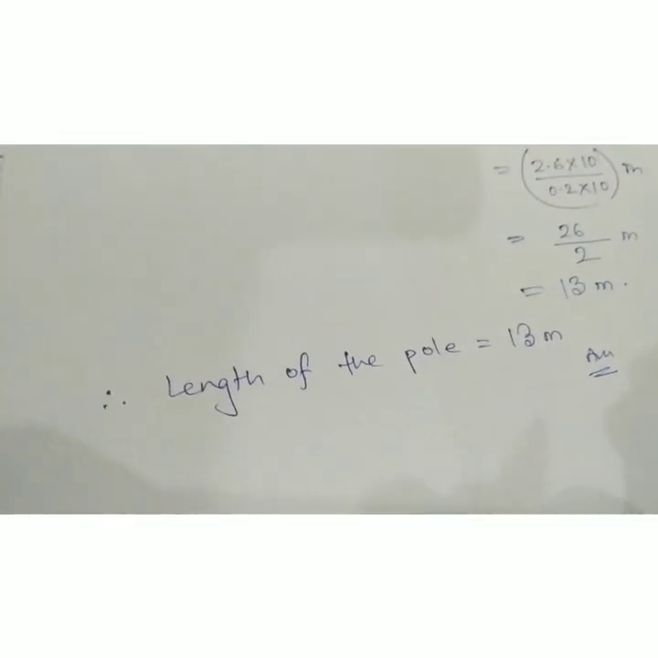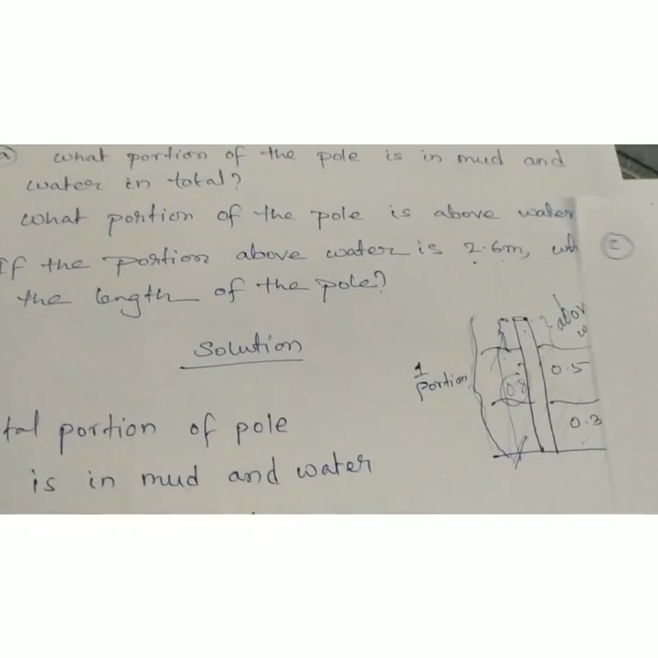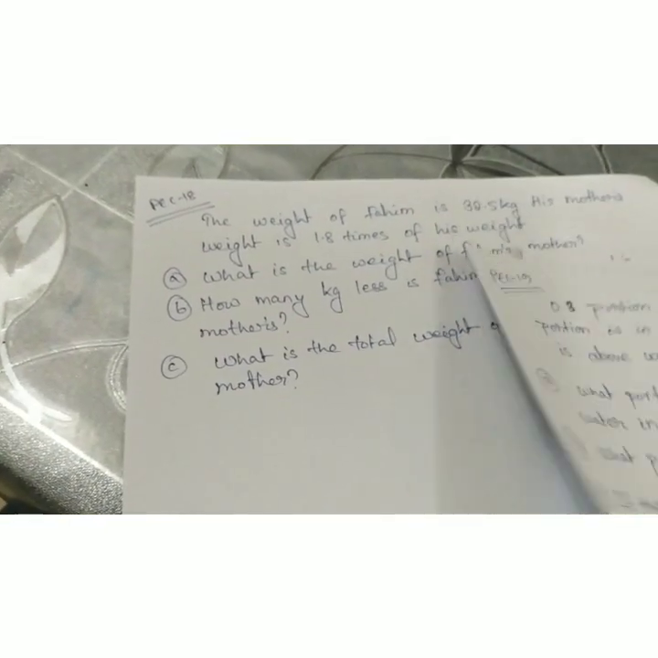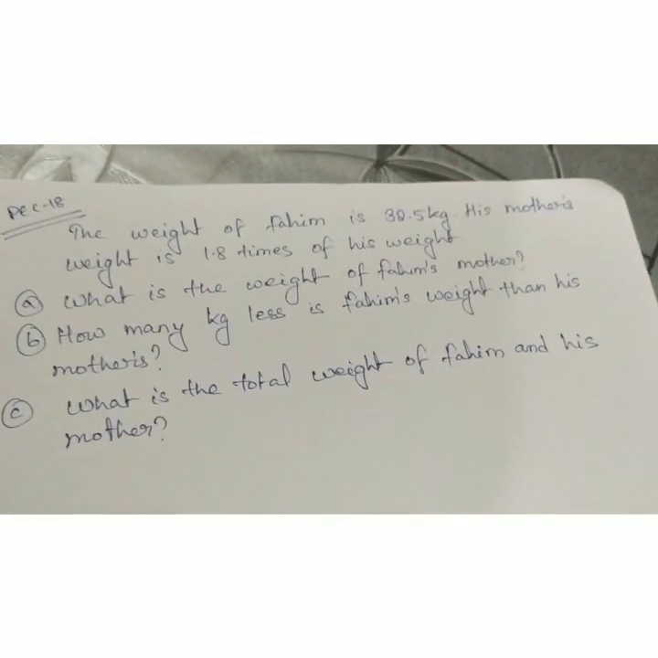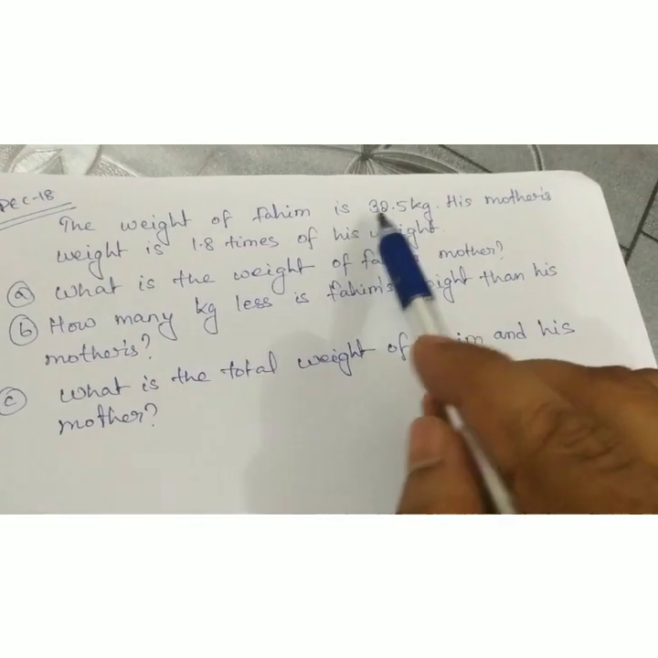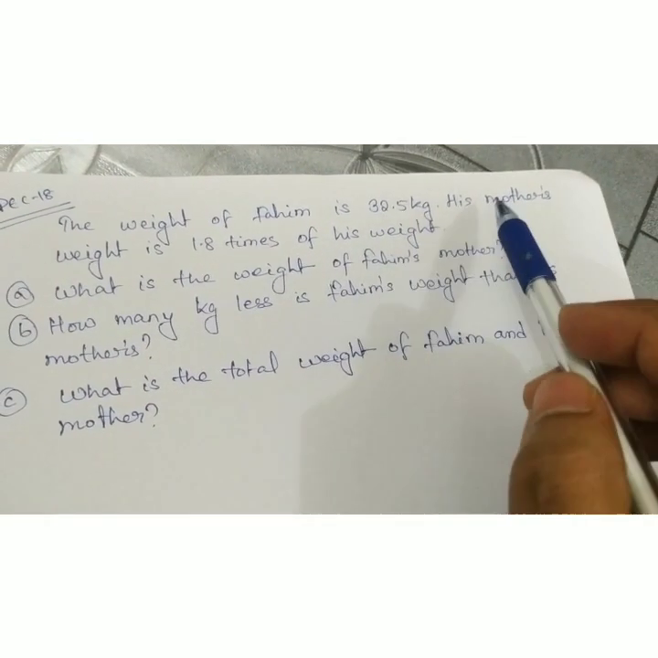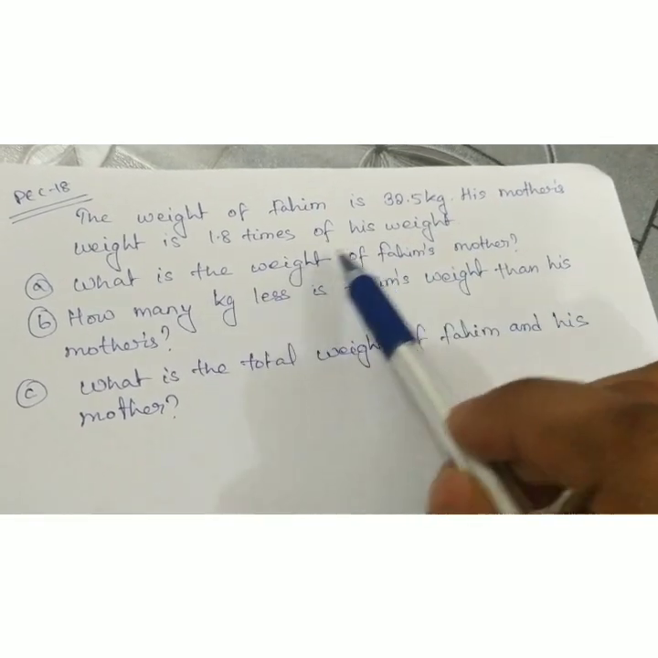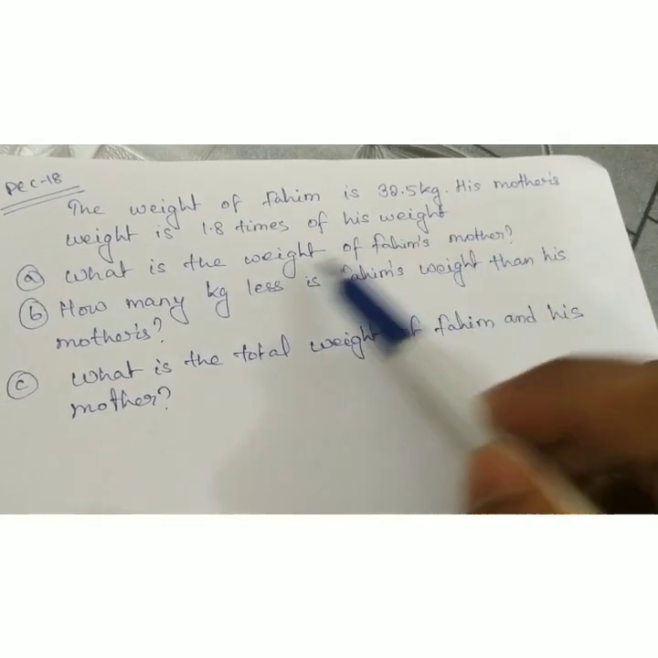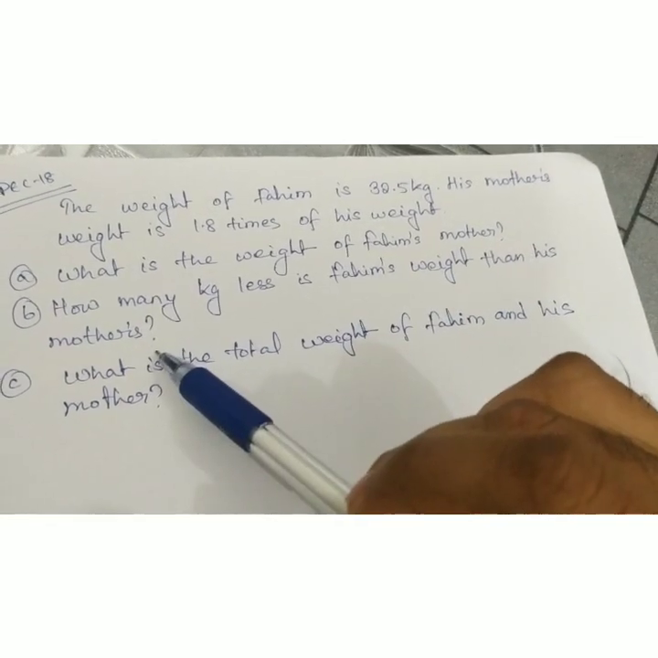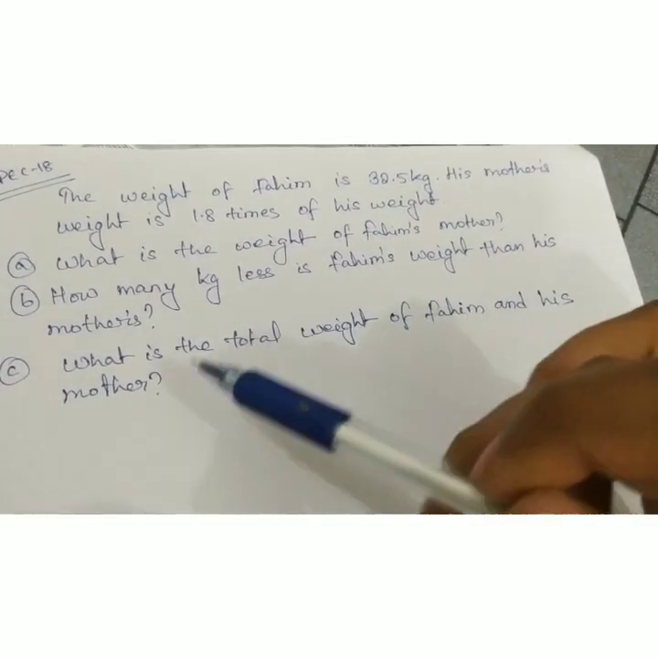Okay, so this was another problem from decimal fractions. Now I'm going to give you a home task. This is your question. The weight of Fahim is 32.5 kg. His mother's weight is 1.8 times his weight. So what will be the weight of Fahim's mother? How many kg less is Fahim's weight than his mother's? What is the total weight of Fahim and his mother?